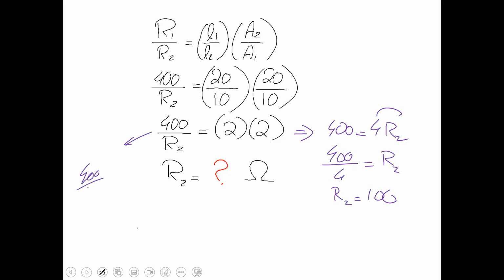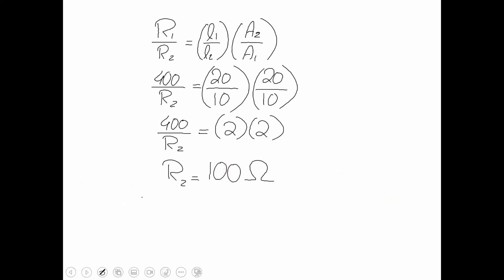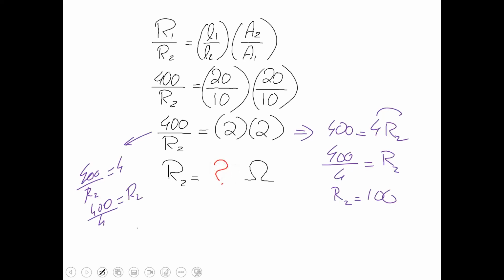Just see this calculation, please. 400 upon r2, 2 into 2 is 4. Then 4 will go there, it will go down. But first 400 was being divided. So how can you get 1600? It is not possible. The answer is 100. Please do the correction quickly.